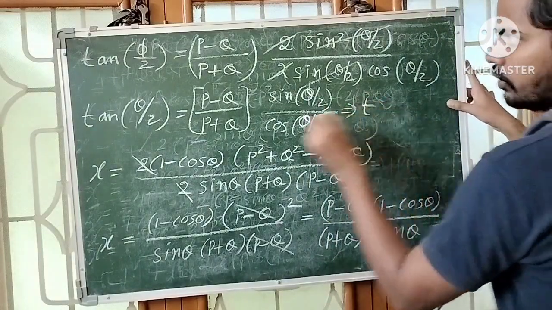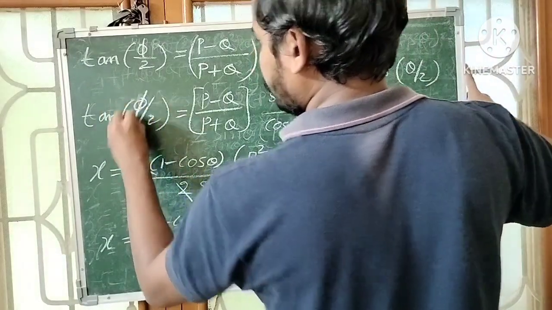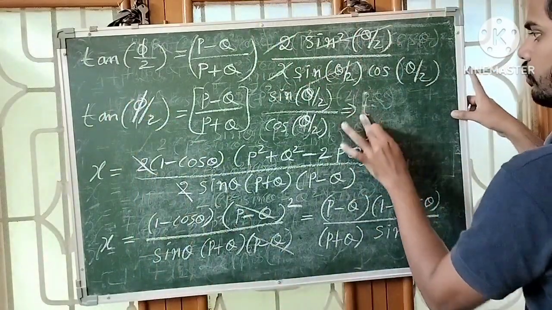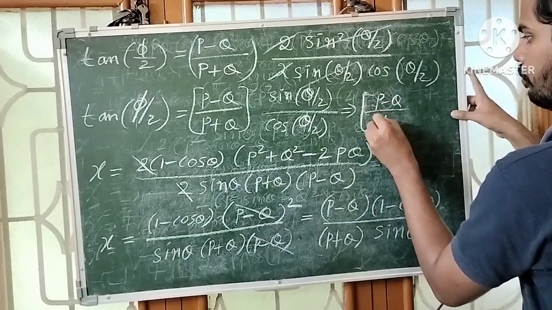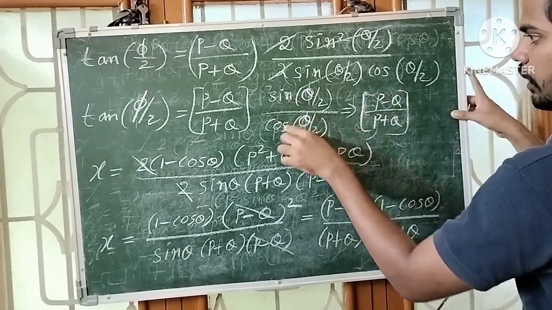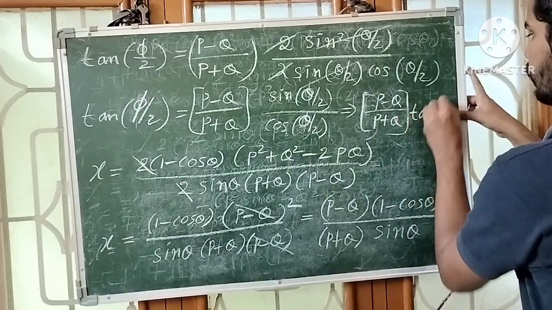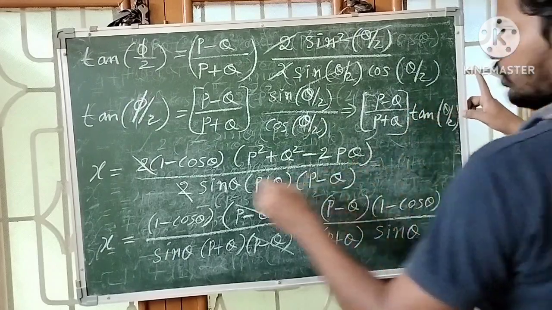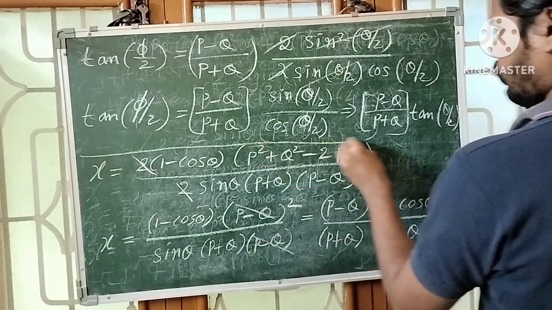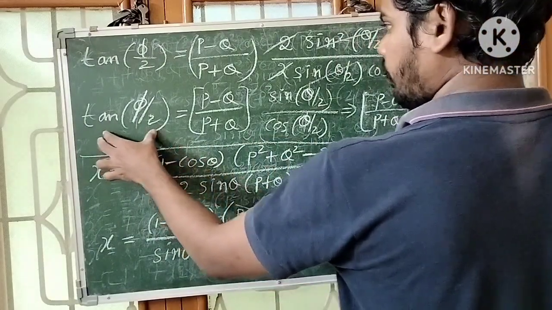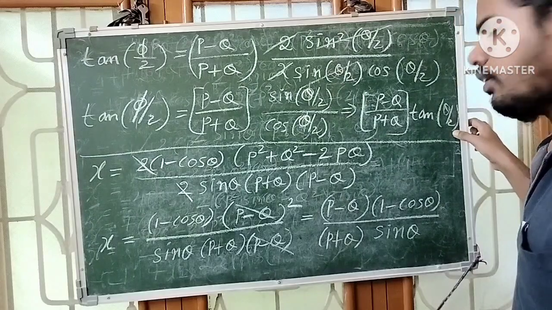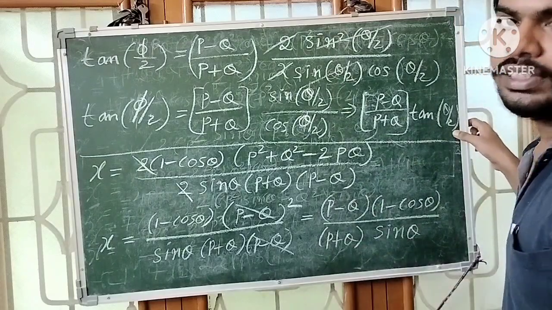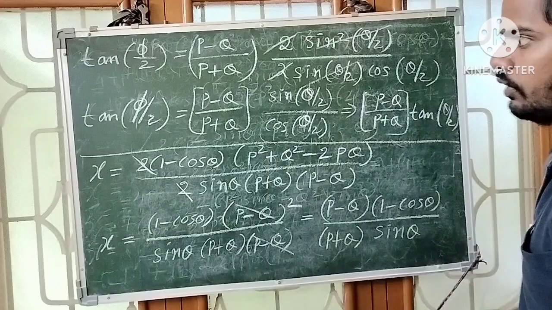So tan phi by 2 is equal to p minus q by p plus q into sin theta by 2 by cos theta by 2, tan theta by 2. Therefore, tan phi by 2 is equal to p minus q by p plus q into tan theta by 2. So option A is the correct option. So the correct option is A.